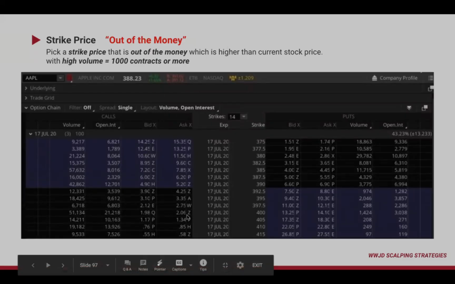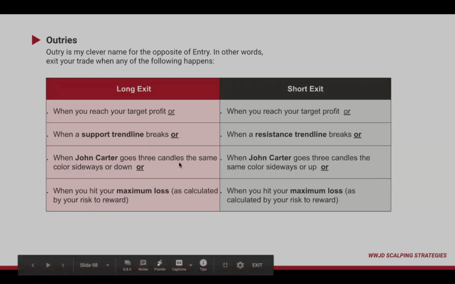I want to have 1,000 contracts or more on everything that I'm buying. All right, exits are the same. We talked about this. Your reward has to be equal to or greater than your risk.